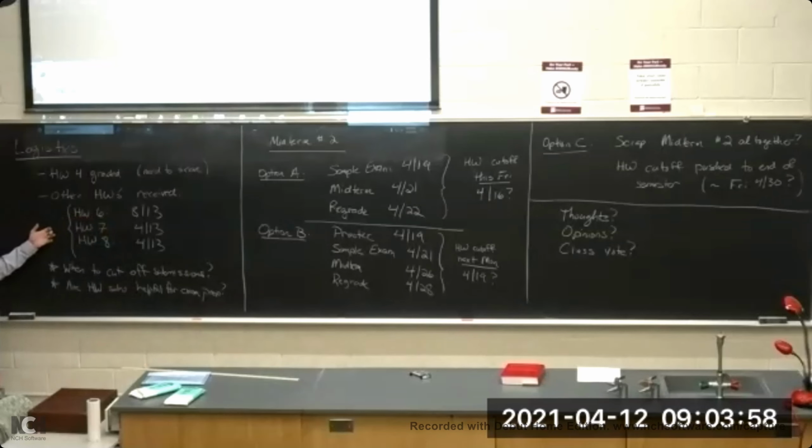Here's where things stand for the remaining 3 outstanding homeworks. 5 was already taken care of. And so we're talking about homework 6, 7, and 8. I've got 8 out of 13 in hand for homework 6. And for homework 7 and 8, I have 4 apiece. So clearly people need some more time to work their way through this.